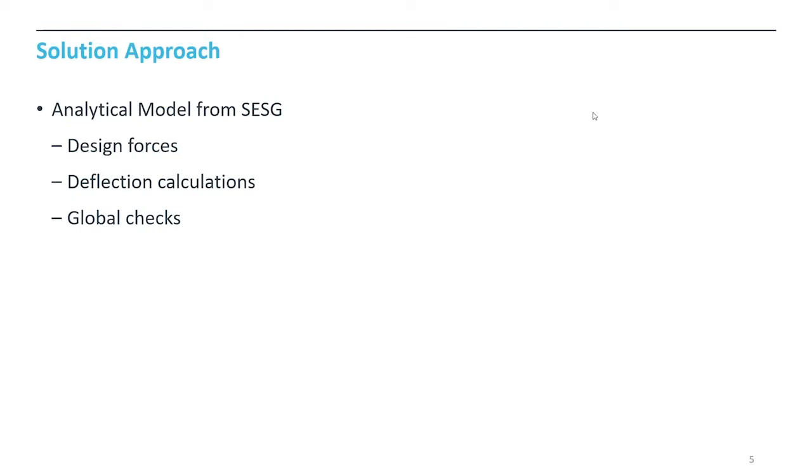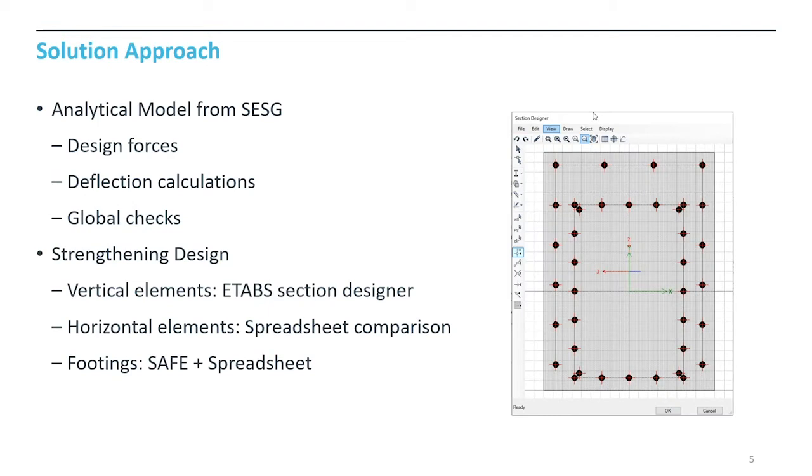What are the global design forces in terms of earthquake, wind or other gravity loads? They were readily available to us. They did the deflection calculation and global check, so we didn't cross-check or verify any of them. We just used their model as it is, and where we focused was the strengthening design for whichever columns were already built at that point of time.